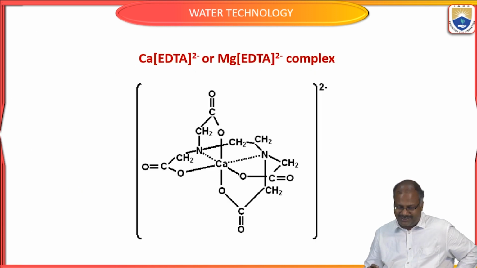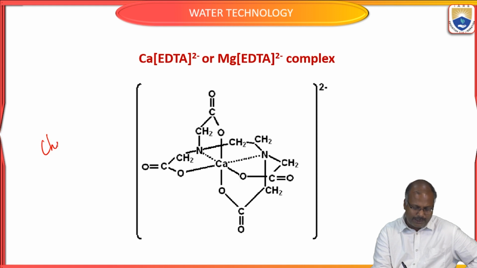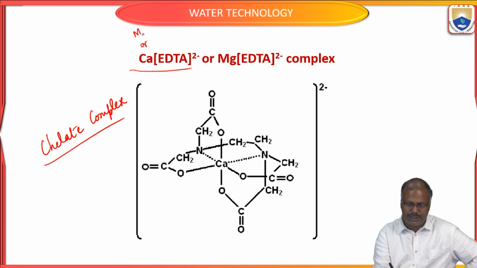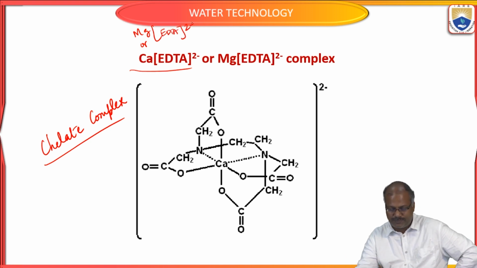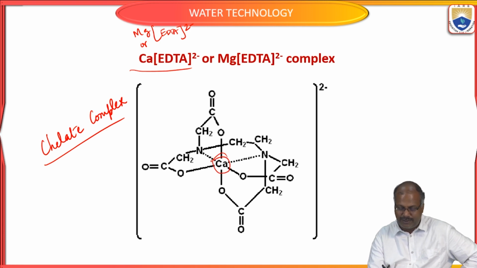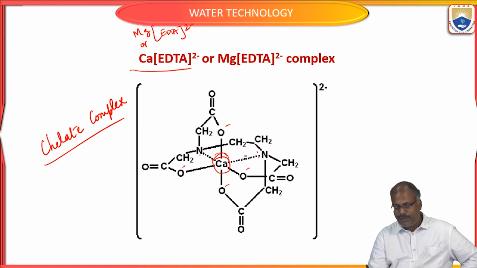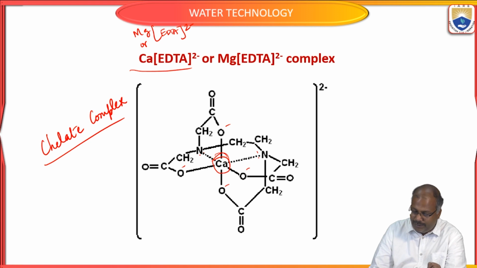So this is the chelate complex formed by calcium, or we can say magnesium, with EDTA. Instead of calcium, we can put magnesium also. Here we are seeing calcium as the central metal atom, and the acetate groups, four O minus ions from acetate, and two lone pairs from nitrogen form covalent coordinate bonds with the central metal atom.